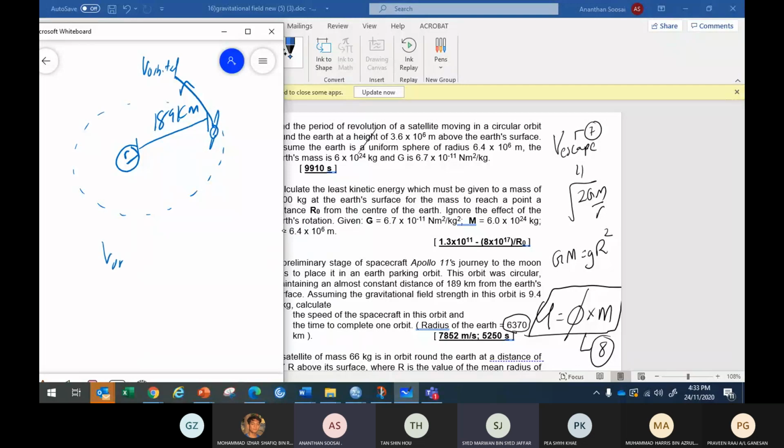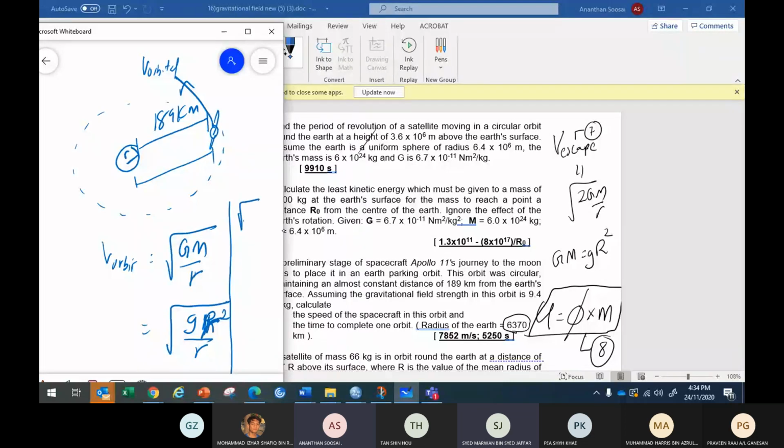So orbital speed is root of GM over r. But GM is not given. So we know GM can be replaced with g R squared. But in this case, the capital R and small r, are they the same? The small r is from the center to there. The capital R is also from the center to there. It's actually the same. So we put r squared on top, and end up getting root of g r only. This is the orbital speed.